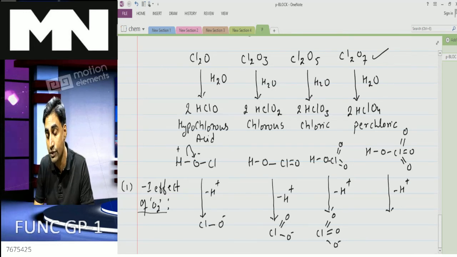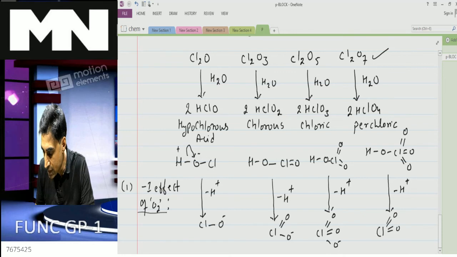All 4 oxygen, if we talk about them, they are the second most electronegative element. So they can easily withdraw electron from hydrogen and they can easily donate H positive ion. So in perchloric acid, the H positive ion will be donated most easily, and you'll get a conjugate base like this, whereby you have 4 oxygen atoms.